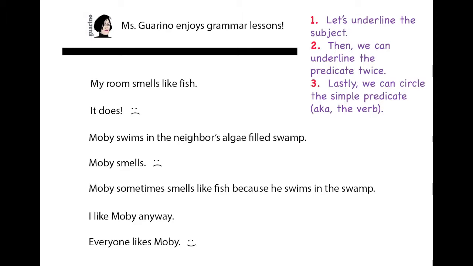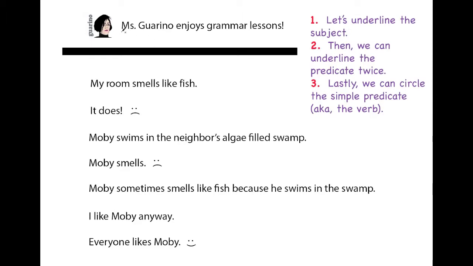Always keep in mind that if you're in mixed company and you want to show off what you know, you can always use the term simple predicate instead of the more commonly known word verb. This will make you feel important, and it will make others feel ignorant. Here goes.